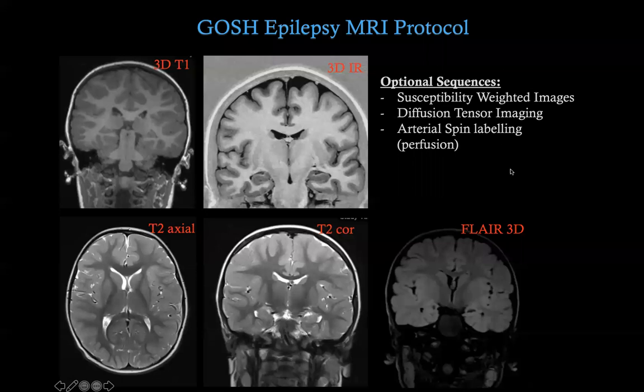It's important to consider that apart from this protocol, you can add some sequences, and these sequences are specific. There are susceptibility, diffusion tensor. We do diffusion, of course, in all our scans, perfusion, and contrast. And in these cases, we need to change the sequences depending on the clinical indication. And I will show you some examples.